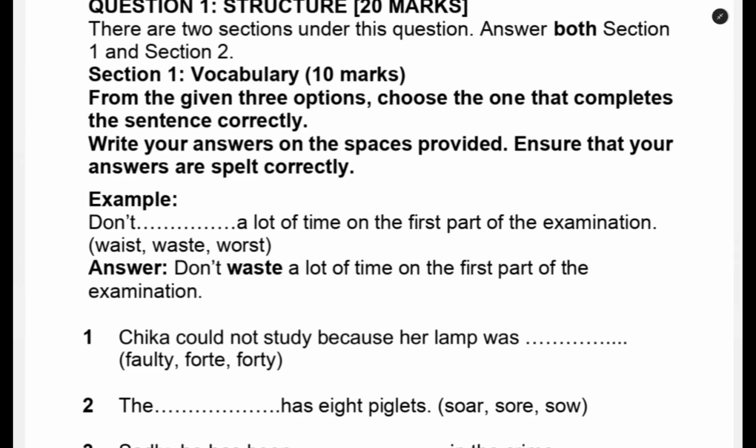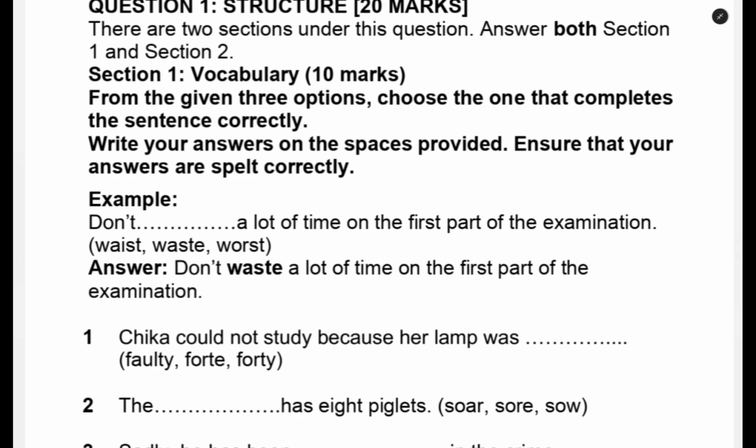Don't waste a lot of time on the first part of the examination, and 3 options have been given which read the same. I think they have the same pronunciation. The only difference is that they have different spellings and different meanings. So we have waist, the second one is waste, and the third one is west. If we look closely at the words, I think the one that is going to fit correctly is the second one, waste. The second one simply means not using a lot of time or not misusing your time.